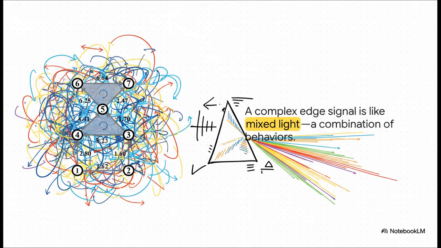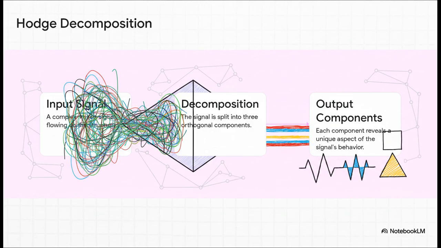Now, at first glance, a signal like this one just looks messy, right? It's complicated, there are flows going in all directions. But this is our white light before it hits the prism. And the Hodge decomposition gives us that mathematical prism to untangle it and see what it's really made of. So we put our messy, mixed-up signal into this mathematical prism, and out pop three pure, distinct components.